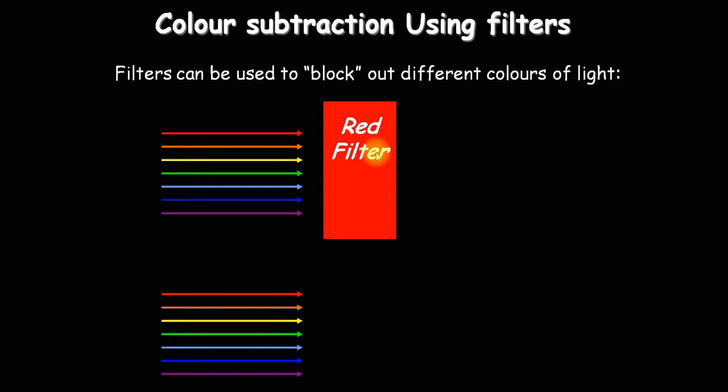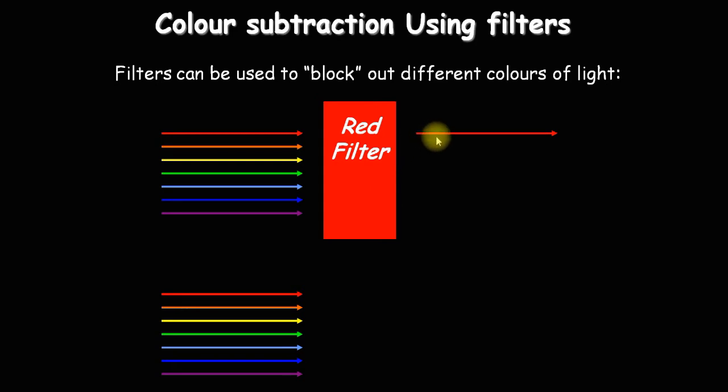Now, in color subtraction, out of all of the colors that get to the filter, you get to see only an allowed color that gets out of the filter. For instance, you have a white light, which is a combination of all the 7 colors, that is the red, orange, yellow, green, blue, indigo, violet. It hits the red filter, and then only the red light is allowed to pass through. That's how a color filter behaves.